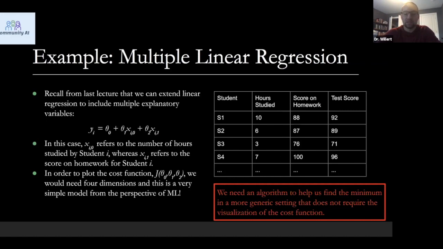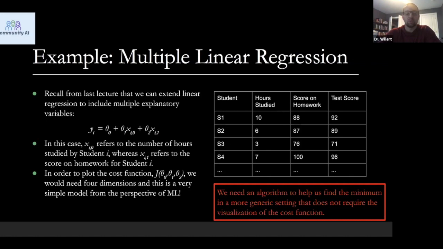This is a made-up data set, but it makes sense. In general, maybe when you study more, you get a better test score, and when you do better on the homework, you get a better test score. Just to reiterate, x sub i 0 refers to the number of hours that student i studied for the test. So that's student i, and x0 refers to the first feature, hours studied, and x sub i 1 refers to the score on homework for student i.